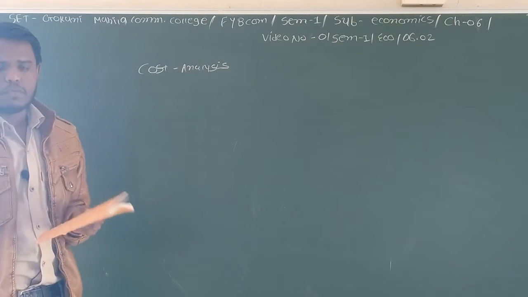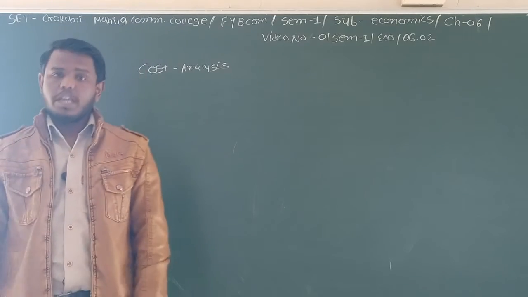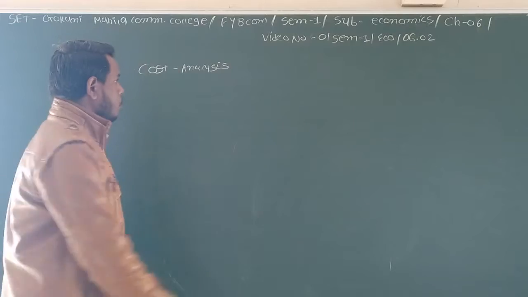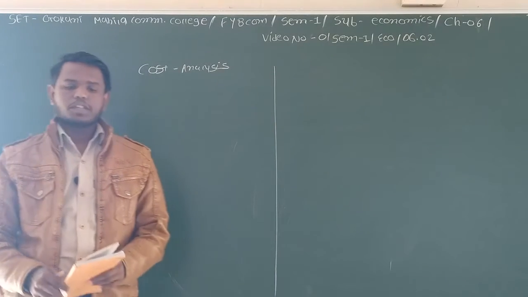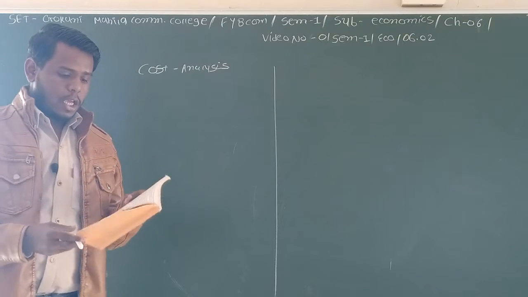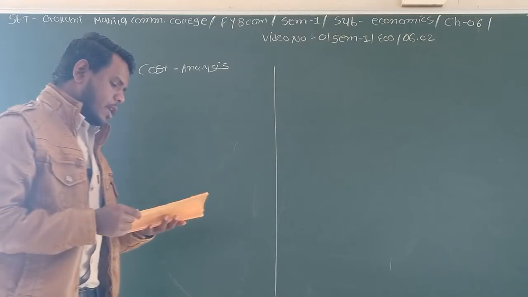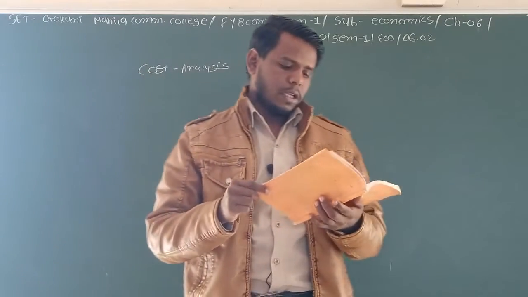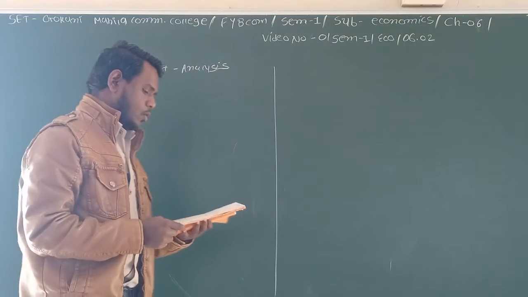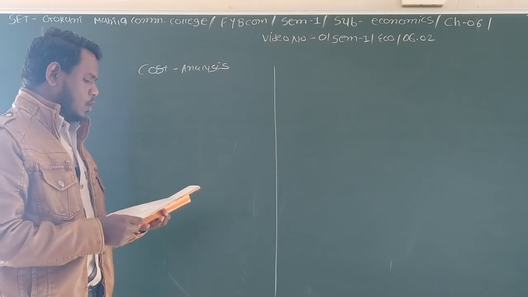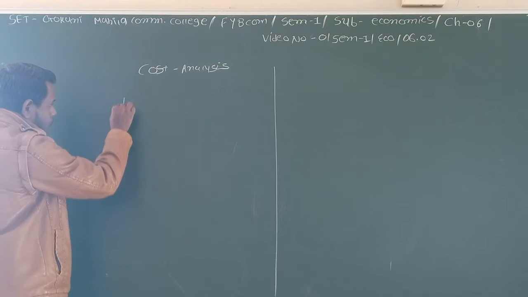In our previous video, we have seen what is fixed cost and what is variable cost. Now, let's understand variable cost and fixed cost by the diagram. In your book, on page number 131, there is a diagram of fixed cost and variable cost given.